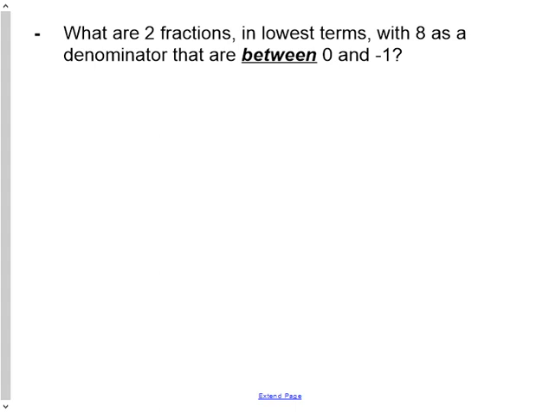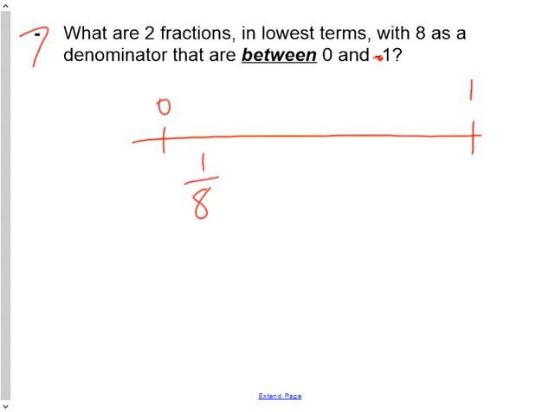Question number 7, I think, right? What two fractions in lowest terms with 8 as a denominator are between 0 and negative 1? Well, let's just pretend that it's 0 and 1. Let's forget it's negative. It doesn't matter if it's negative. So if I think about fractions that are greater than 0 but less than 1, I could put this, this, this, this, etc., all the way up to this. I guess there's only one I missed with 6/8.